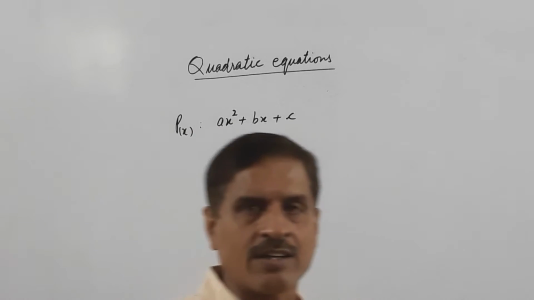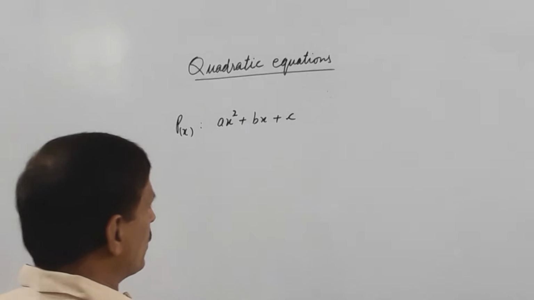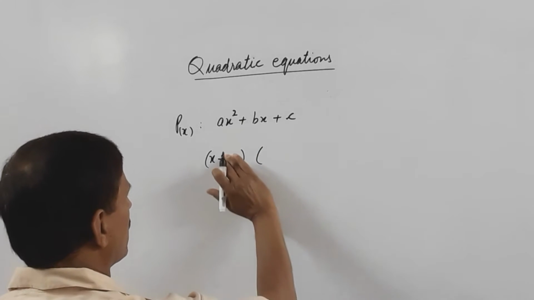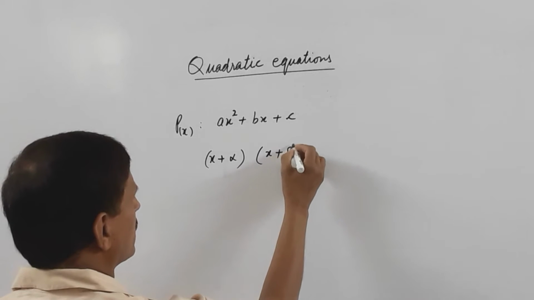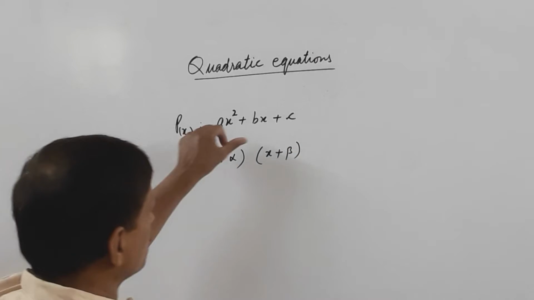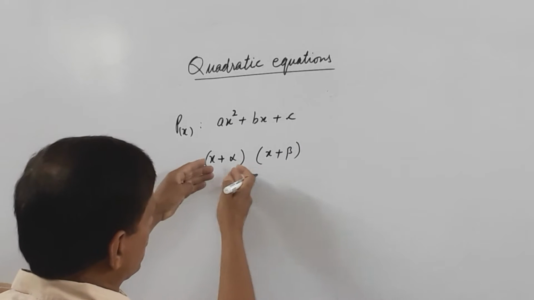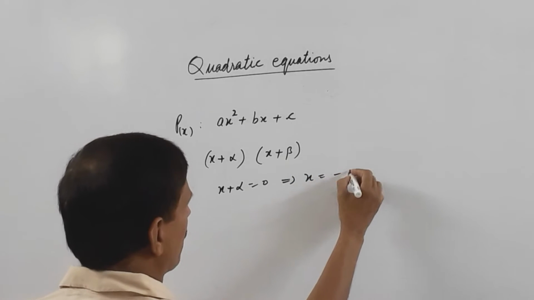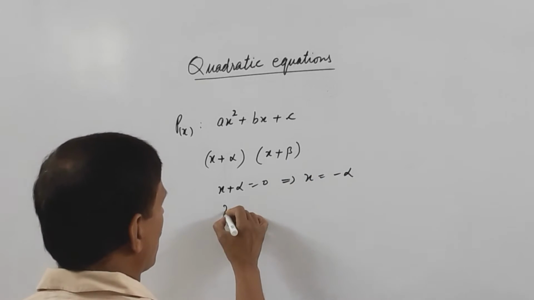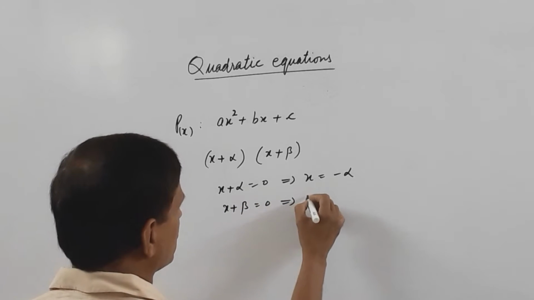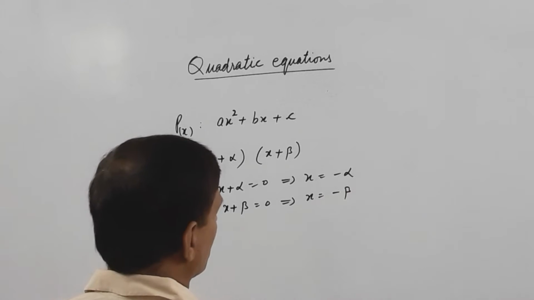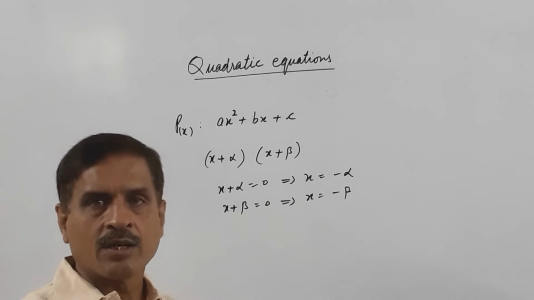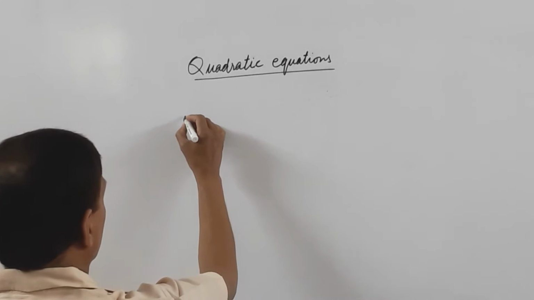and when each factor is equated with 0, say x plus alpha and x plus beta are the 2 factors of this polynomial, then if we equate x plus alpha to 0, it implies x is equal to minus alpha, or x plus beta is equal to 0 implies x is equal to minus beta. So these are the zeros of the quadratic polynomial.